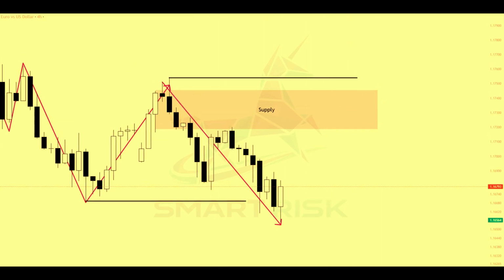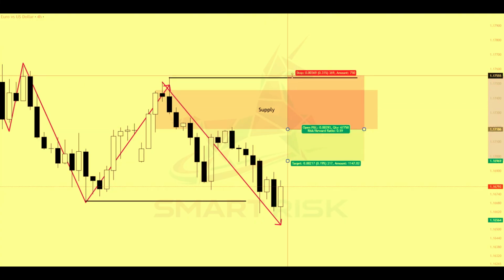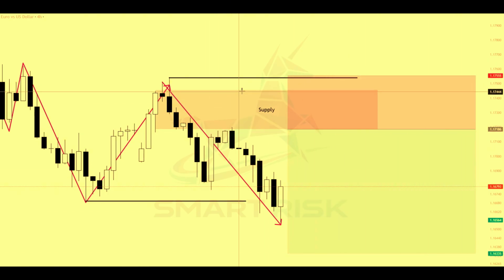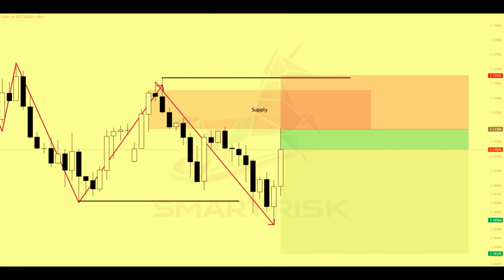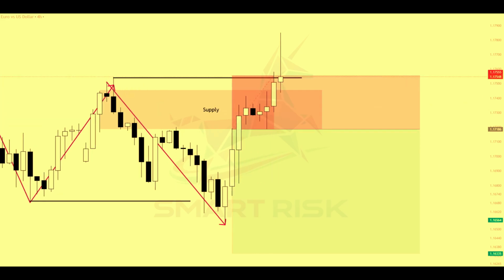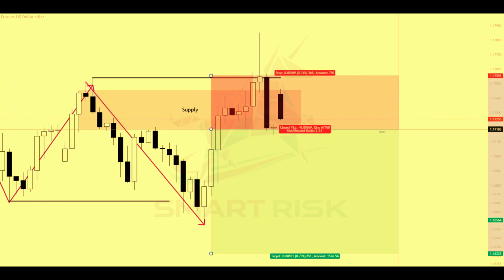Now, similar as we already did before, we plan a sell setup from the supply, with the stop loss above the supply, and also above the last high. Take profit below the low, should target around a 1 to 2 ratio or 1 to 3, somewhere in between. It pulls into the supply, opens the sell setup, but this time it hits the stop loss.